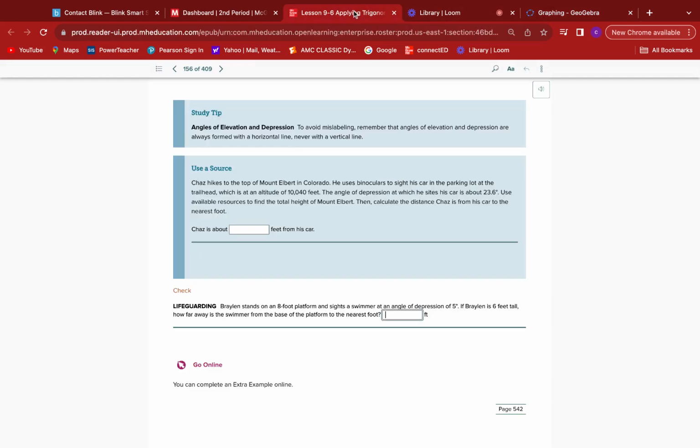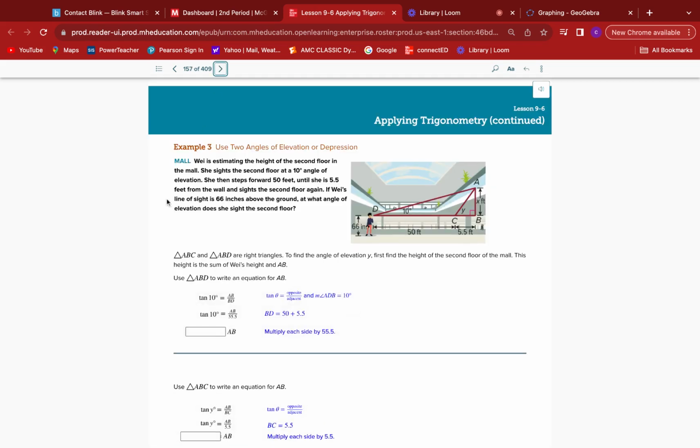All right, so it looks like this is 160 feet. Kind of a trick little question right there. Got to watch how that height plays into the problem. All right, example number 3, moving on.